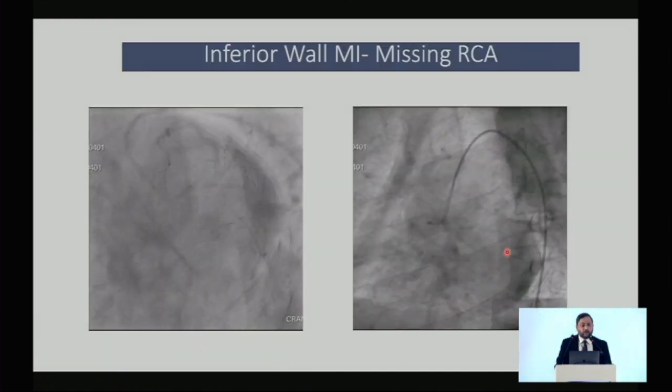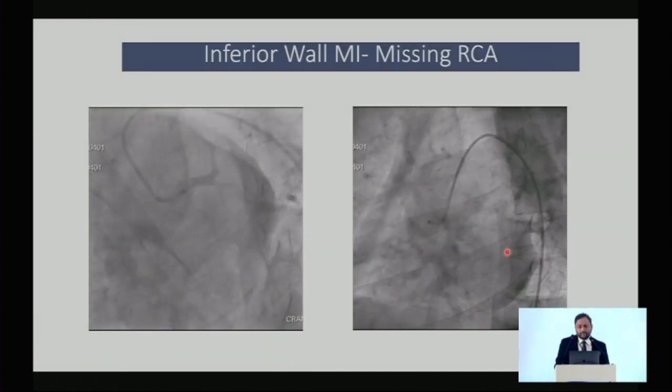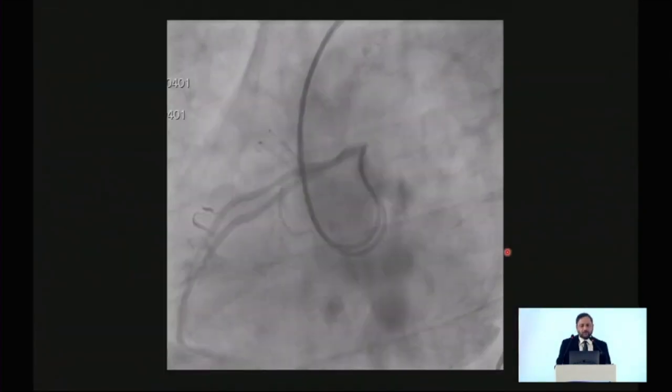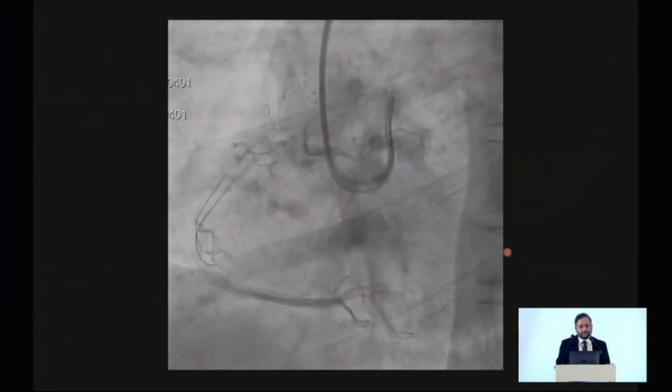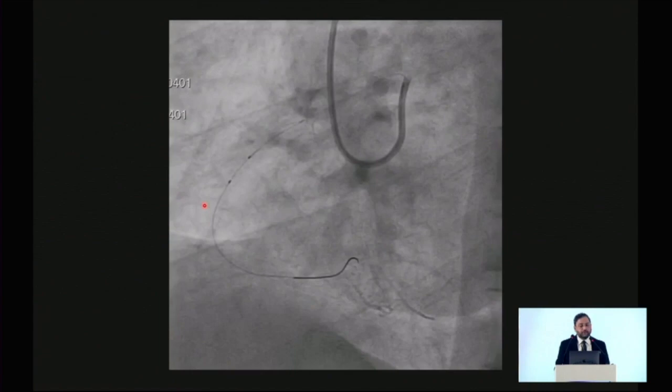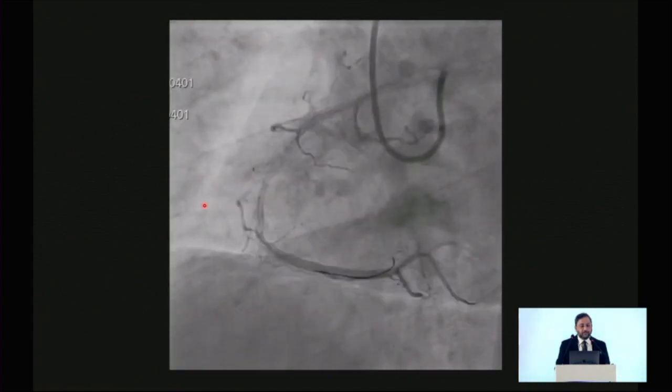This is the inferior wall myocardial infarction. This time the RCA is missing. You try everything, it's not visible. Finally, you can engage it with the large size implants. And there was a lesion here. Sorry, I did not show you there. And you treated this lesion with an angioplasty.